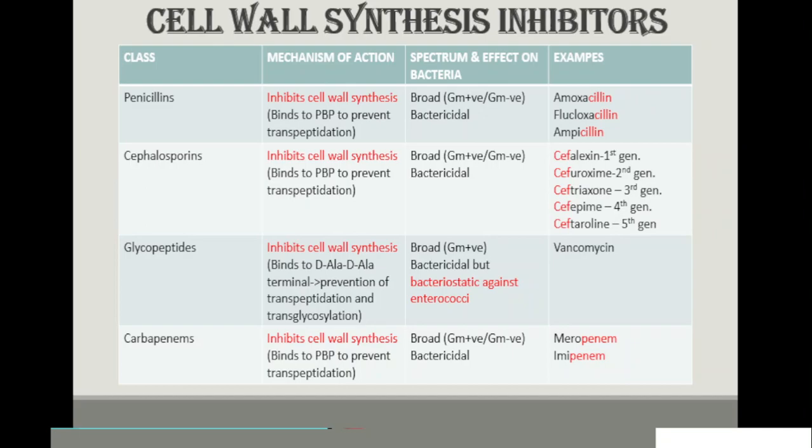So the first group over here is penicillins. Penicillins usually bind to a protein or a receptor on the cell wall of the bacteria. We call that protein penicillin binding protein. So they bind to that protein and inhibit the cross-linking of the glycopeptide by peptides. We call the process transpeptidation. So they inhibit the transpeptidation of the cell wall.